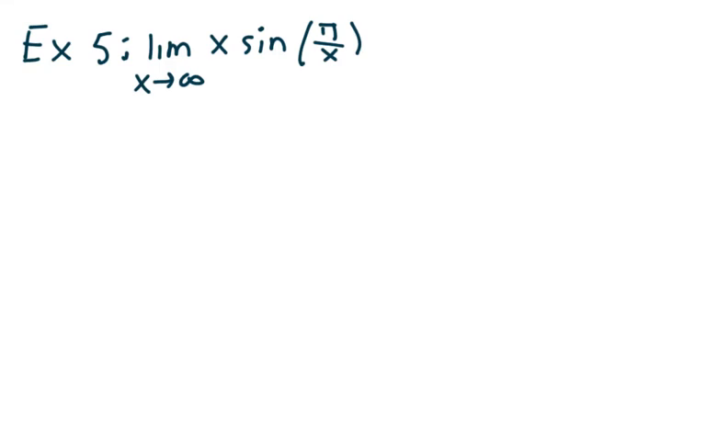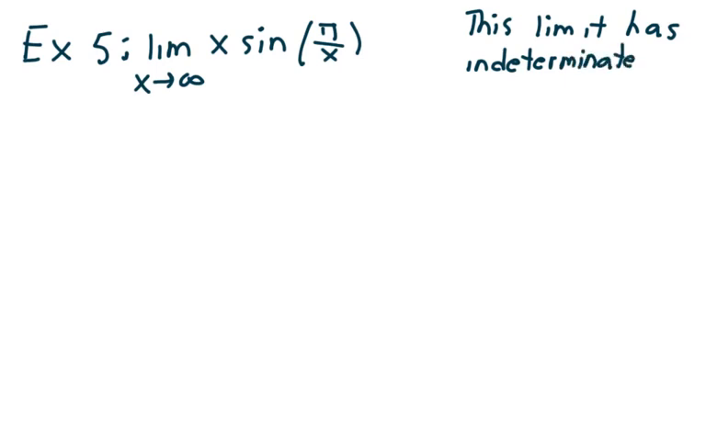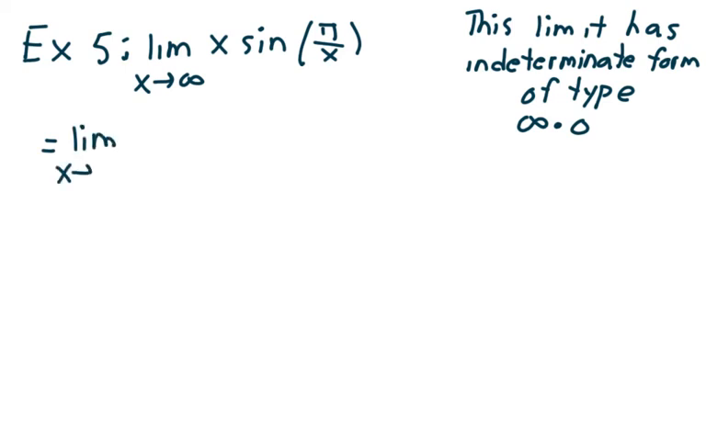Now, this one's interesting because this limit has indeterminate form of type infinity times 0. We don't know how to do that. We don't know how to do infinity times 0. That limit is not 0.